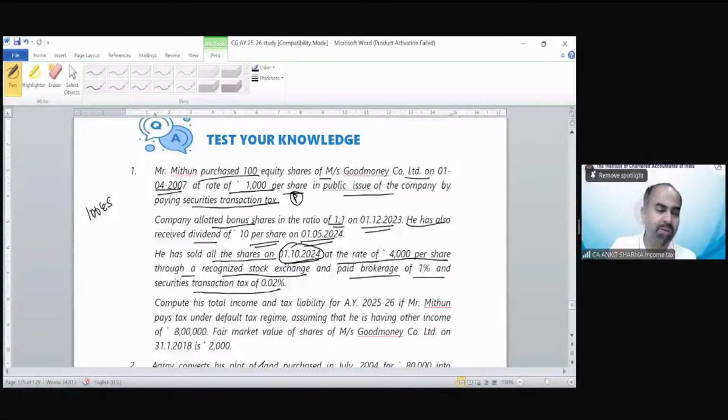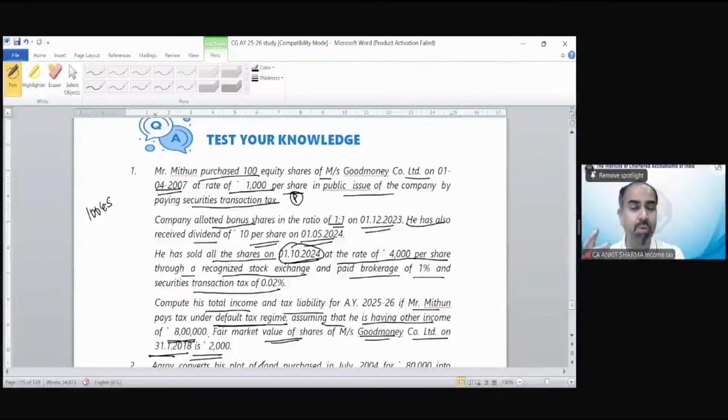Now, what is the requirement of the question? The question is asking us to calculate his total income and tax liability. Both we need to calculate. If Mr. Mithun pays tax under default tax regime, section 115BAC, assuming that he is having other income also worth rupees 8 lakh. The fair market value on 31st January 2018 is 2,000.